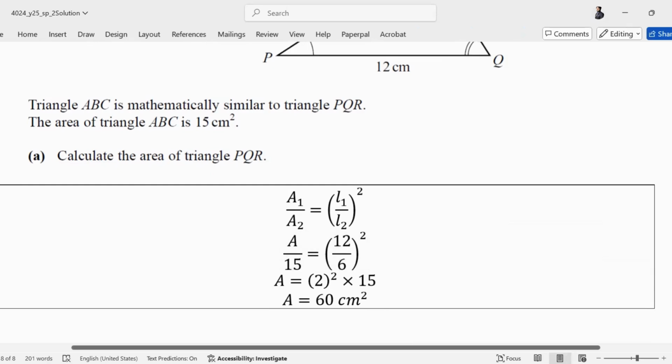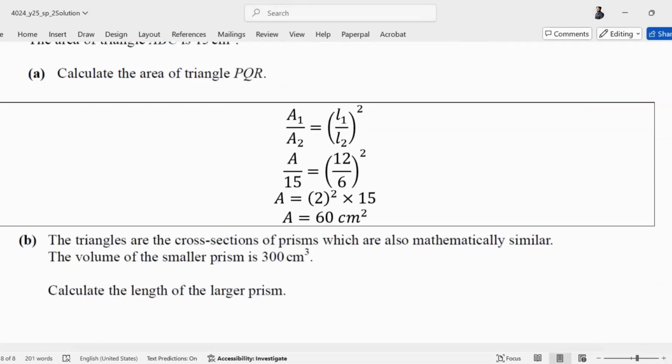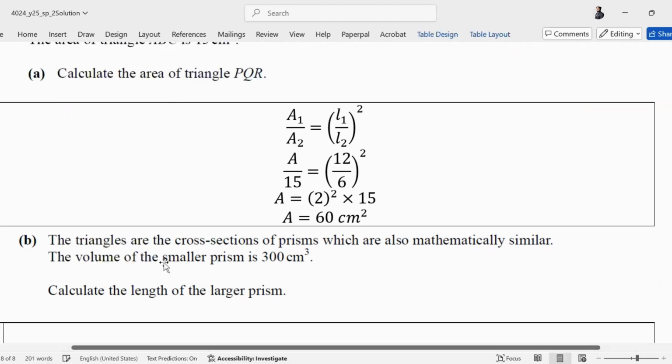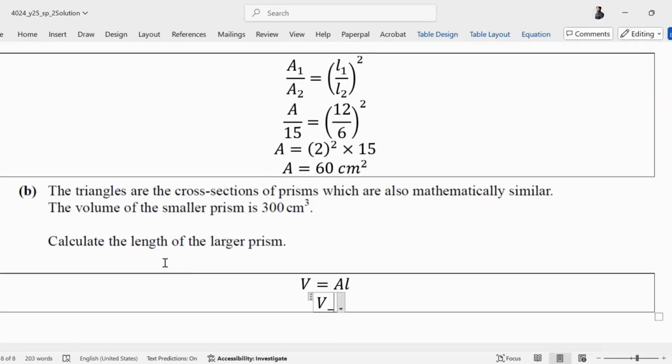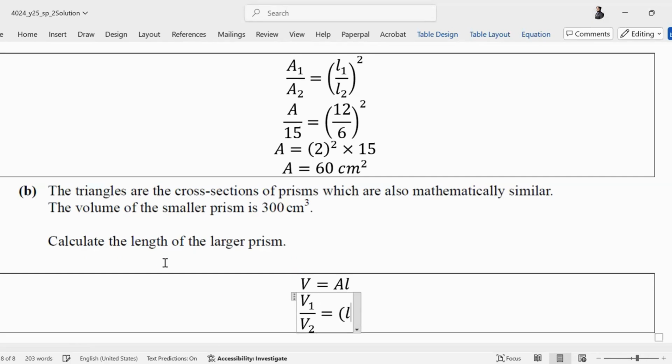Moving on to part B. The triangles are the cross sections of prisms, which are also mathematically similar. The volume of the smaller prism is 300 centimeter cube. Calculate the length of the larger prism. Now, we must know that volume of a prism is area of cross section multiplied by length. So it has asked me the length of the larger prism. So I'll try to find the volume of the larger one. And that can be obtained by taking the ratio of lengths and cubing it.